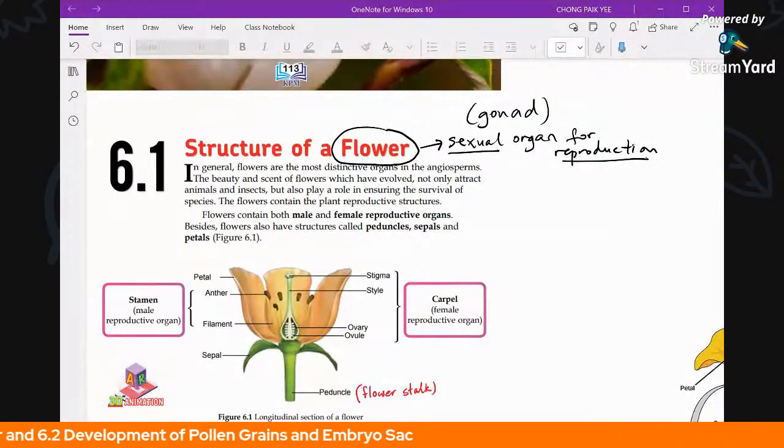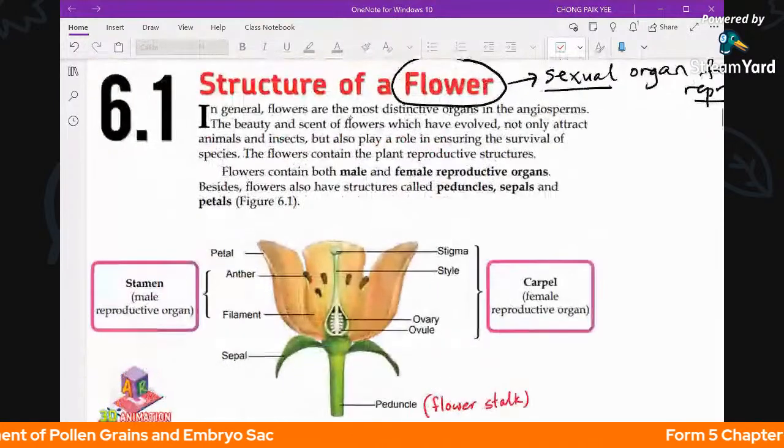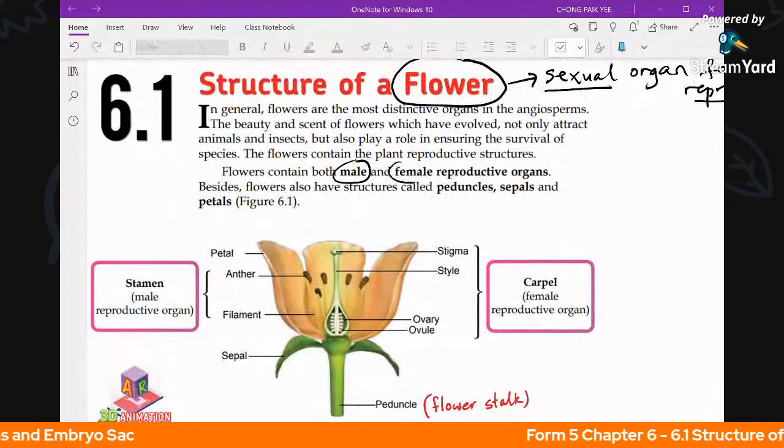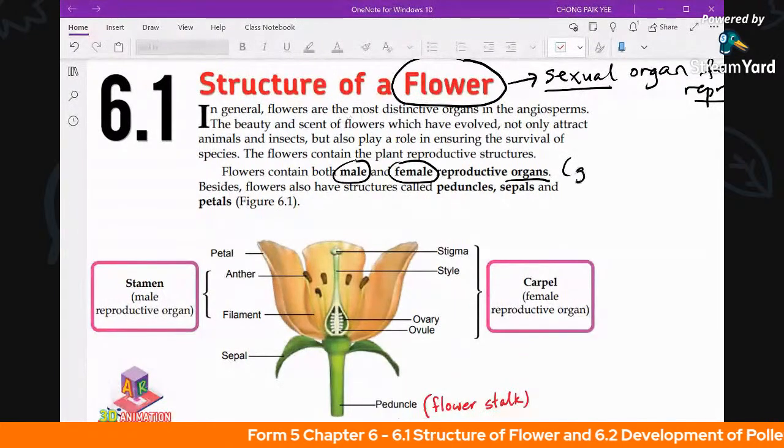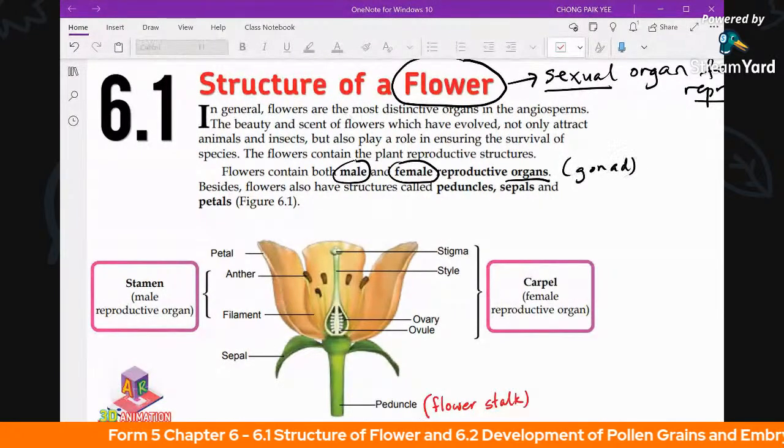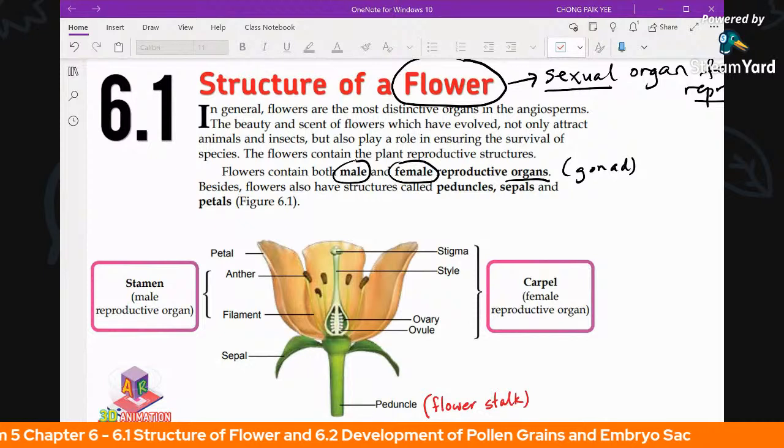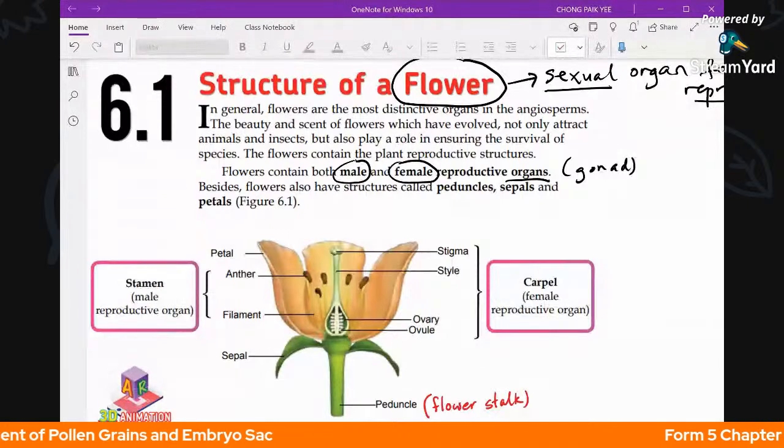Okay, now we look at them one by one. Flowers contain the male and the female reproductive organs, which we call the gonads. So where are these gonads? They are, of course, inside the flower. In the flower, there are actually two parts: a male part and a female part.